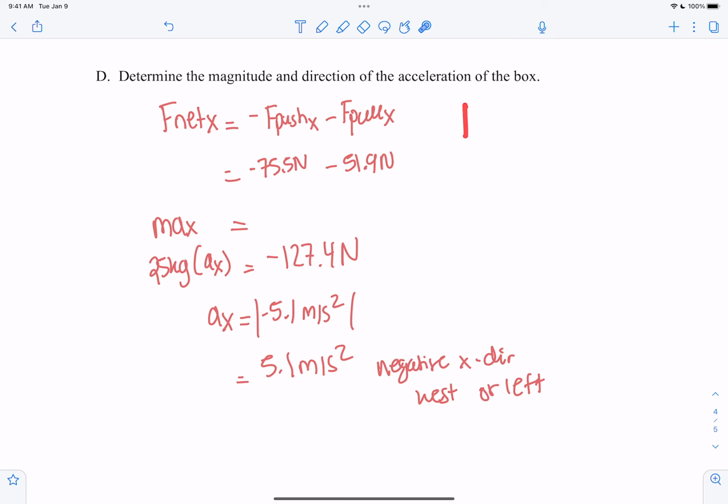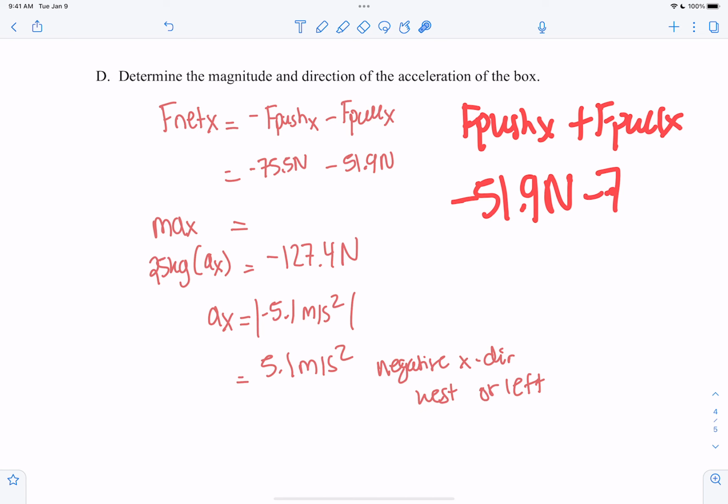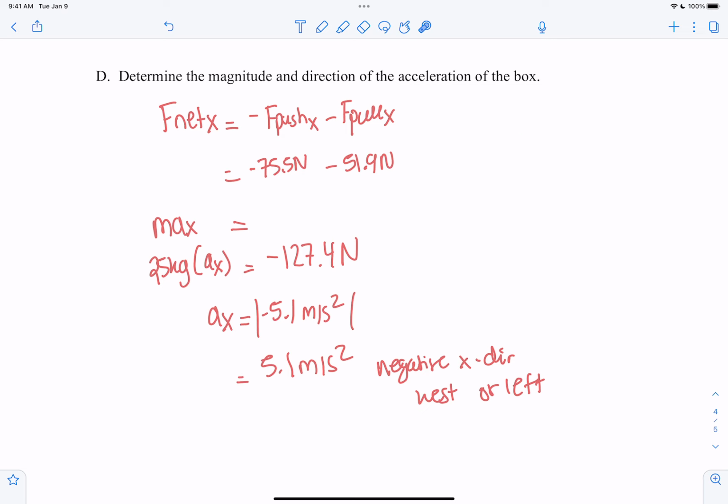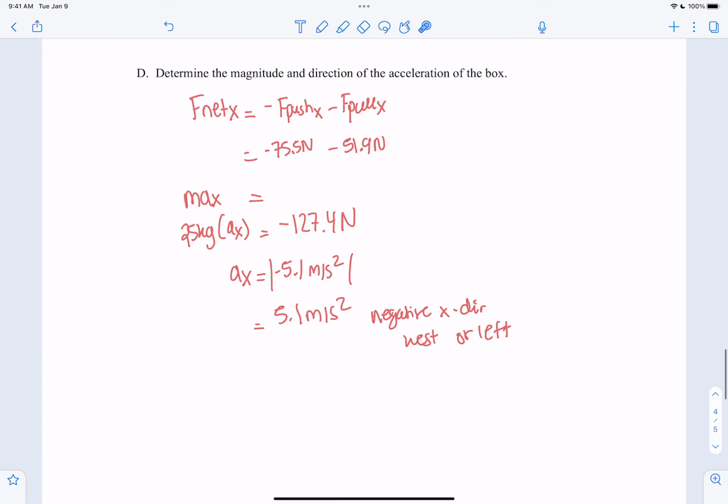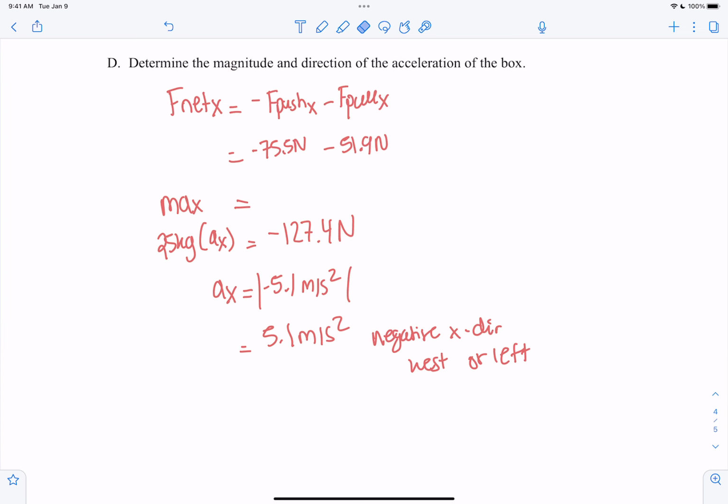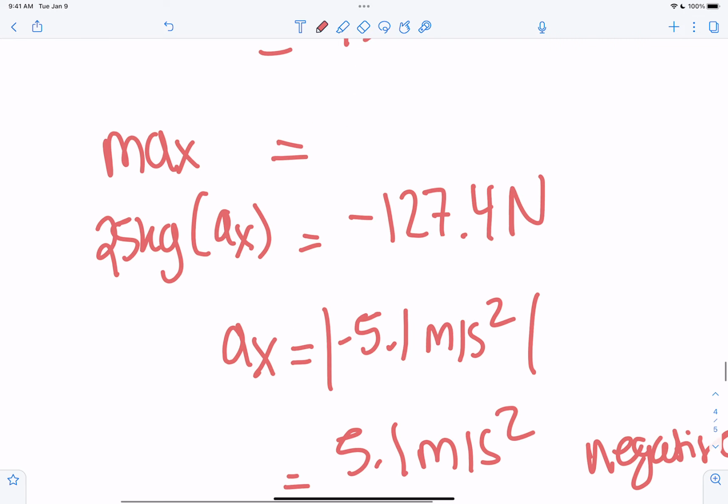Now, like I said, if you were to do F push x plus F pull x, if you were to put in negative 51.9 newtons minus 75.5, if you do that as well, you'll still end up with that negative 5.1 at the end, and you have to take the absolute value of it. The other way, if you wanted to directly get the 5.1 positive, is if you were to just throw in a negative sign here.